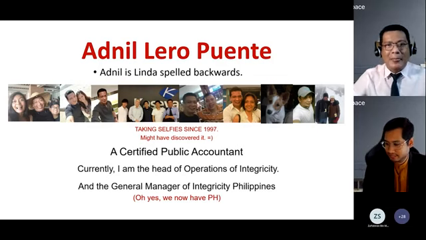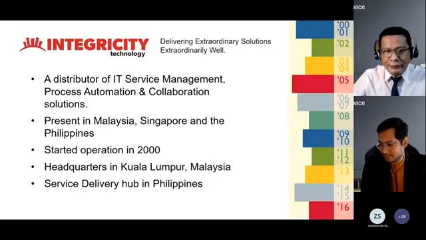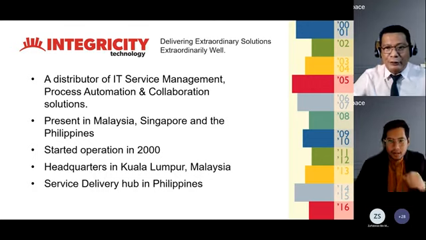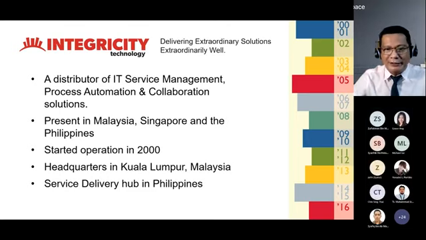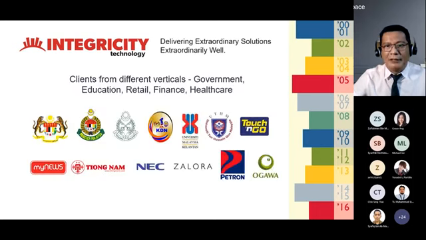About Integricity, Integricity is a distributor of digital transformation solutions in the areas of IT service management, business process automation, and collaboration in Malaysia, Singapore, and Philippines. We have been in operations for more than 20 years now. We are headquartered in Malaysia, and we have a service delivery hub in the Philippines. Some of our clients include MyNews, Zalora, Touch and Go, Pyongnam, Petron, Ogawa, and many more across various industries.